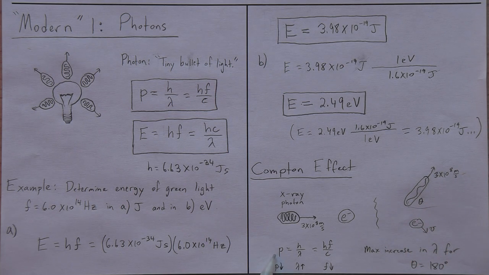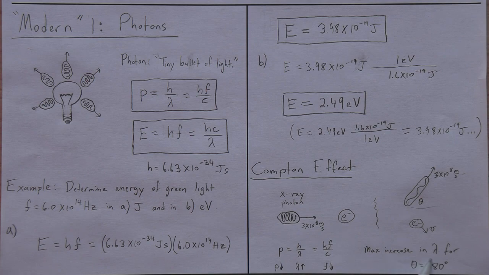So how does a photon lose momentum? Well, if the momentum decreases, the wavelength has to increase. So the wavelength increases and the frequency decreases. So that's the concept: the wavelength has to increase because of the collision of the X-ray. That's the Compton effect.